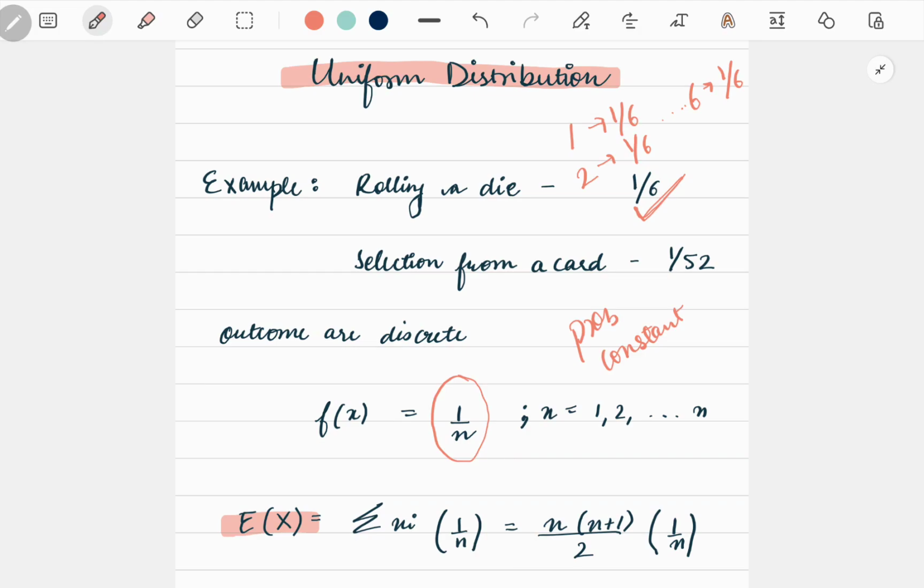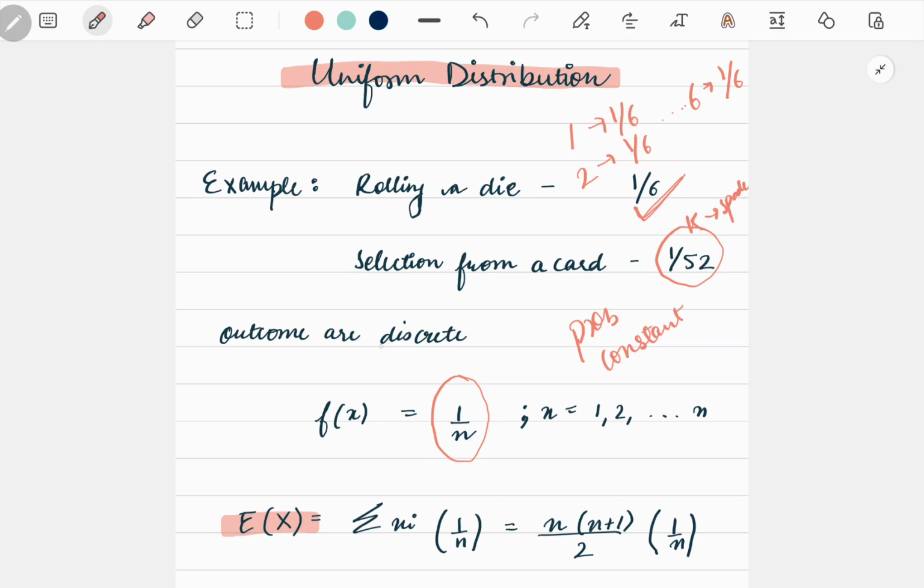Similarly, if we talk about selecting a card from a deck of 52 cards, then the probability of, let's say, getting the king of spades will be 1 by 52. So this is how we define uniform distribution.